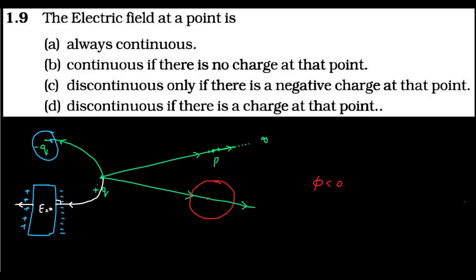Here we have taken a positive charge, so correspondingly there is a negative charge situation. If we had taken a negative charge, then correspondingly there will be some positive charge entity. Clear? And you can understand this continuity and discontinuity.